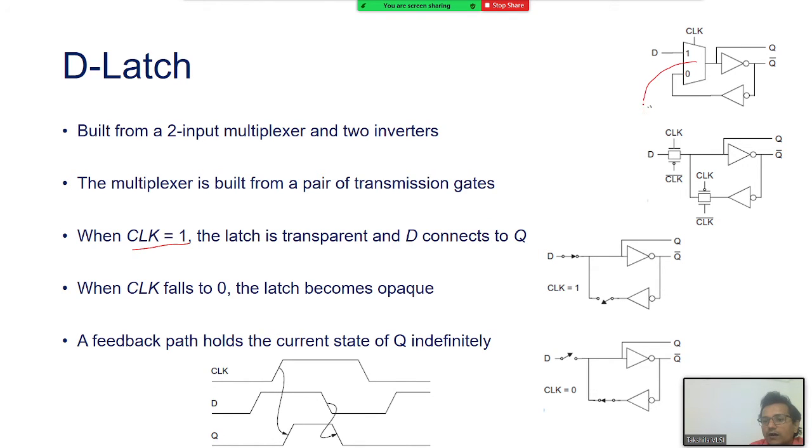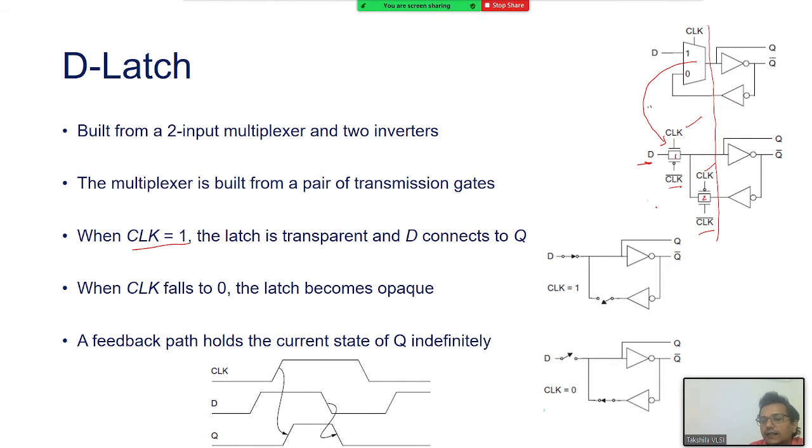So now how do I implement this mux? I use two pass gates, this first pass gate and the second pass gate. So you see, the rest of the circuit is similar here. Only this portion is the circuit diagram for the multiplexer using pass gate 1 and pass gate 2. So what happens here? You have a data input D, and there is a clock and its complement. There is a clock and its complement here.